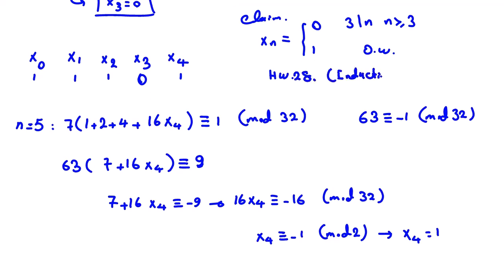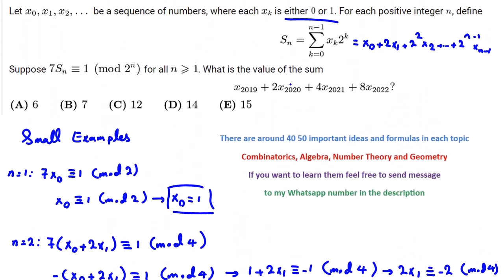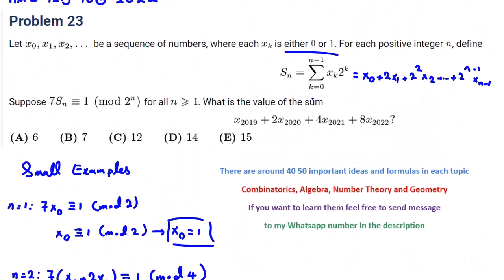If you have a question, you can send a message to my WhatsApp number. Okay, so if you prove this, then here 2019. So the answer will be what then? Calculate the answer. The correct choice.